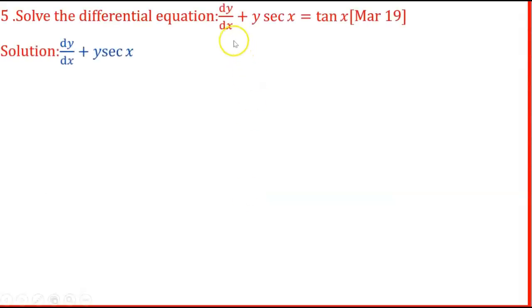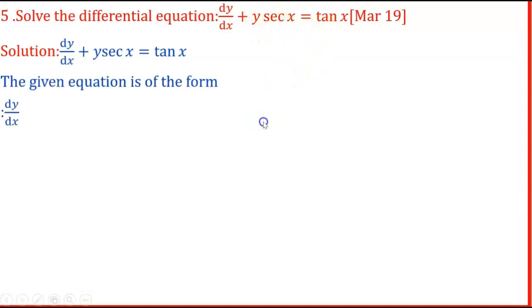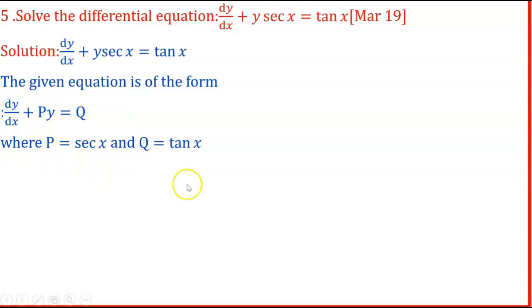Solve the differential equation dy/dx + y sec x = tan x. Again, the given equation is in the form dy/dx + Py = Q. Here P = sec x, Q = tan x. The integrating factor IF = e^(∫P dx).